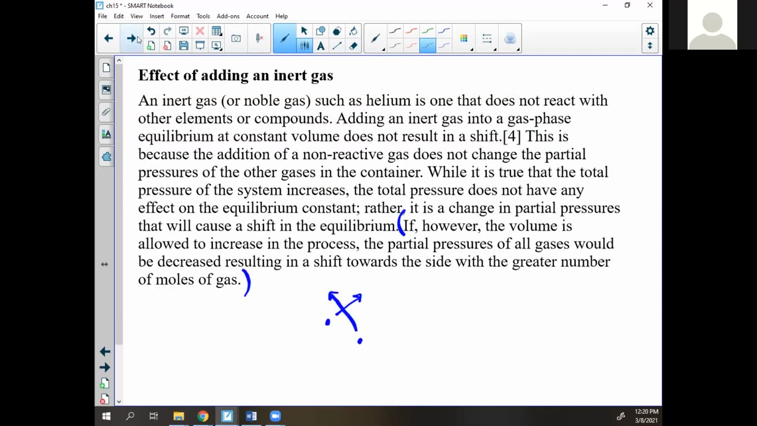I don't want to do that one. Okay. So here's the effect. I want this word.